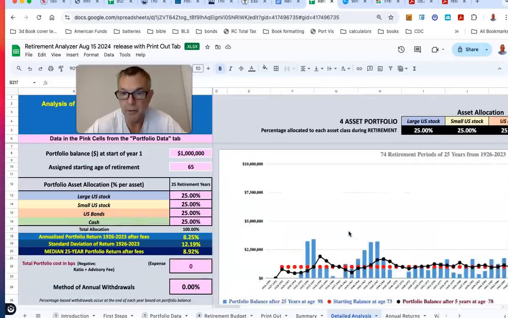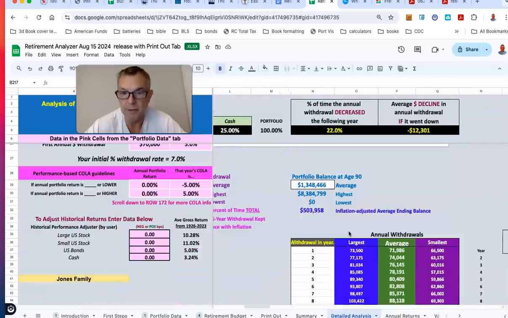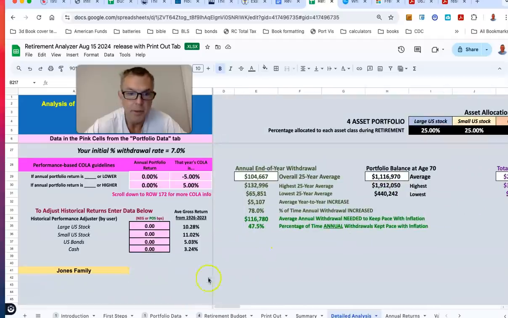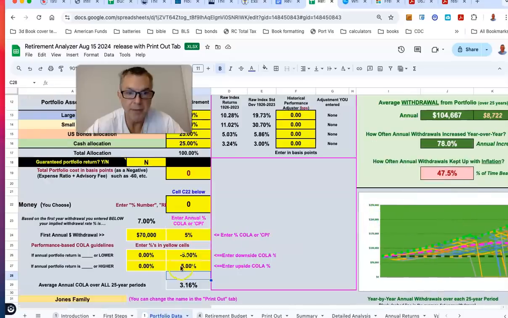I haven't done this yet, so I'm going to do it on the fly. I just find it to be very, very interesting. And again, there's so many different charts in there. You just go crazy if you want. And you should go crazy. So now what we're going to do is we're going to say, instead of giving us a 5% COLA, let's give us a 2% COLA if the portfolio is up.